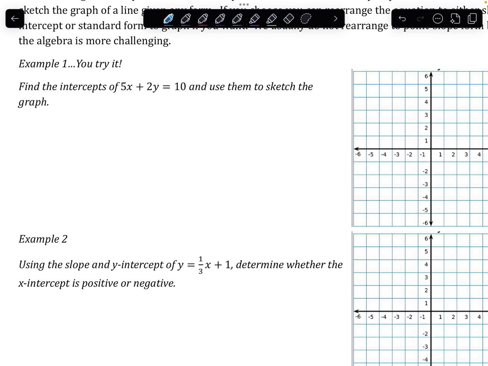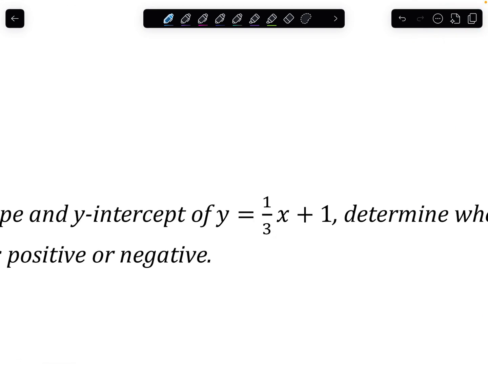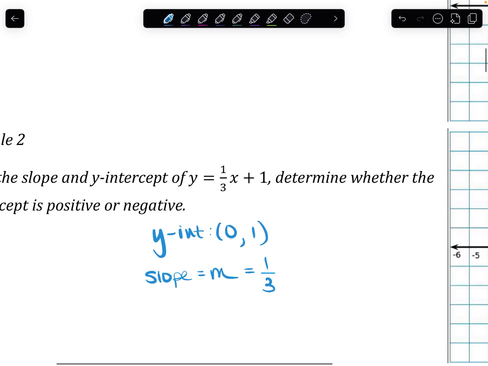All right, so using the slope and y-intercept. If I'm trying to figure out if my x-intercept is positive or negative, I would like to draw the graph. So my y-intercept, remember y equals mx plus b. So b is the y value of our y-intercept. So our y-intercept is going to be the coordinate, x is always 0 and b is 1, so (0, 1). The slope m is what is attached to x, which is 1/3. All right, so we're going to use these two things to sketch a graph and then play connect the dots, and that will let us know if our x-intercept is going to be positive or negative.